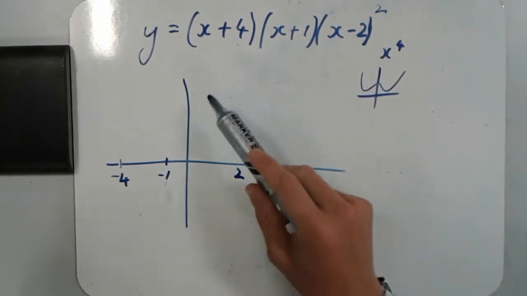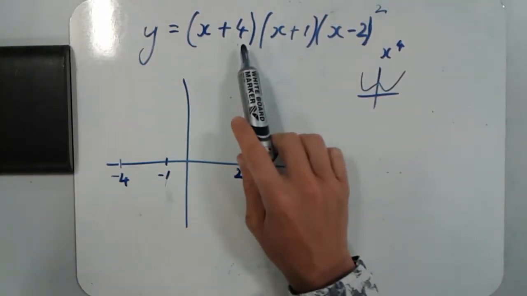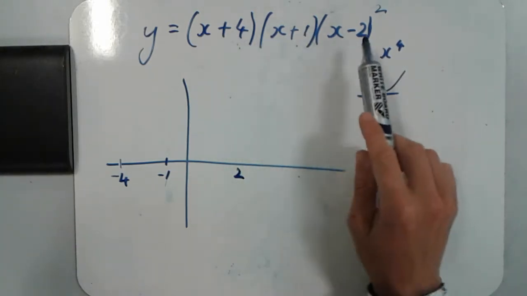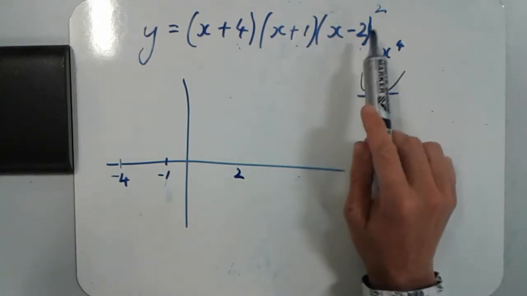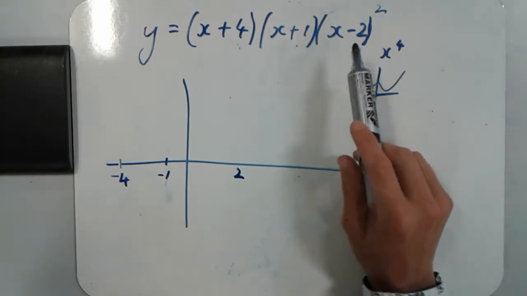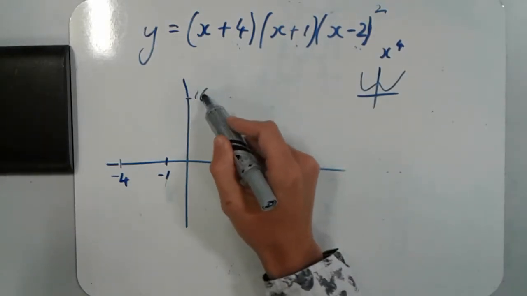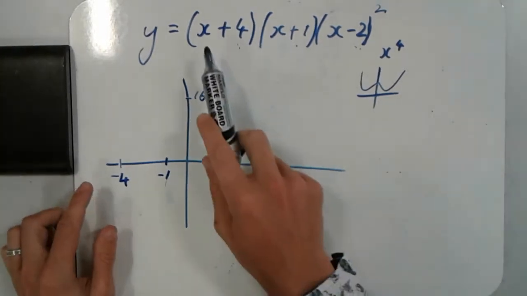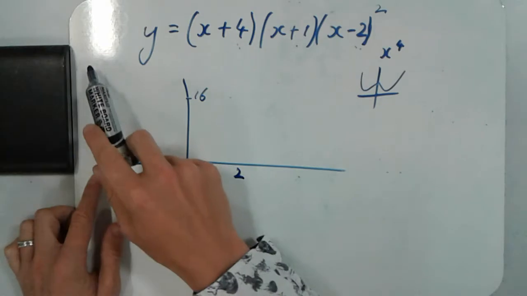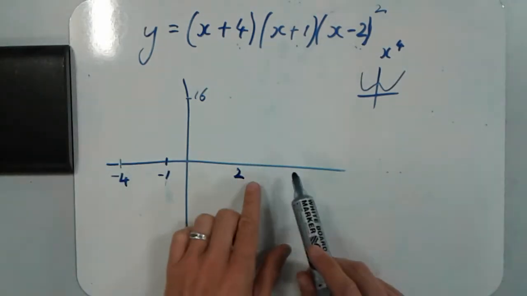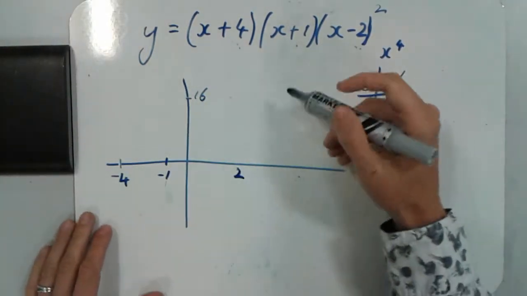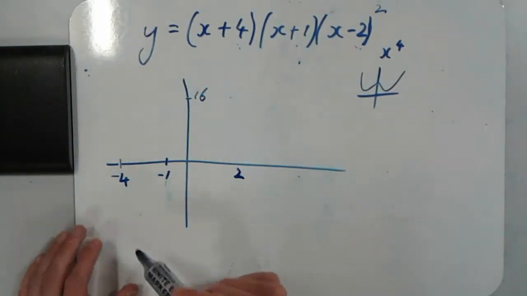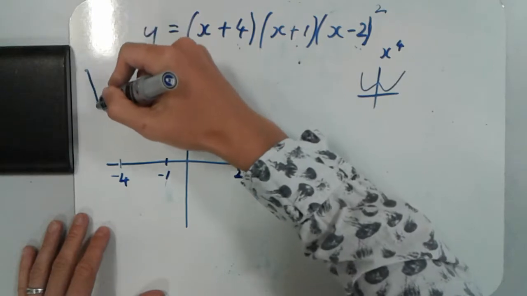We'll then look at our y-intercept, so we set x to 0, and we've got 4 times 1 times -2 squared. So that's going to be a 4 again. So we should get a y-intercept of 16. Like we said, large but negative values will still be positive, large but positive values will still be positive. So now we're going to finish up there, start up here, and we join the dots.